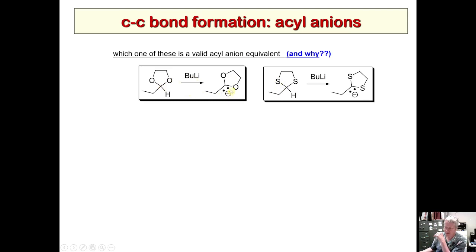you can't really do this one because this is not a stabilized intermediate. But this one, when you use a base, take off this proton, and you have the thioacetal with the negative charge. This is actually a resonance stabilized intermediate, and you can violate the octet rule because it's sulfur. Sulfur lets you violate the octet rule. So this is an okay intermediate, a relatively happy intermediate.